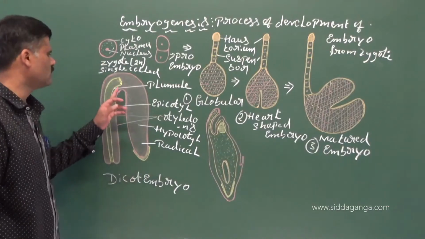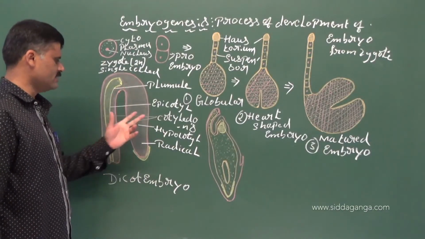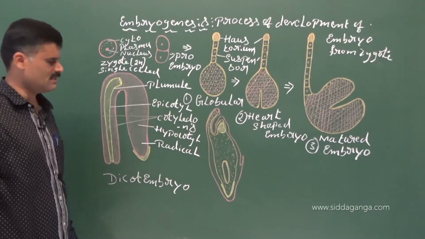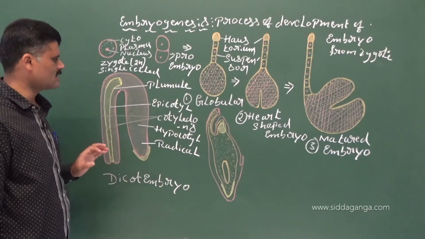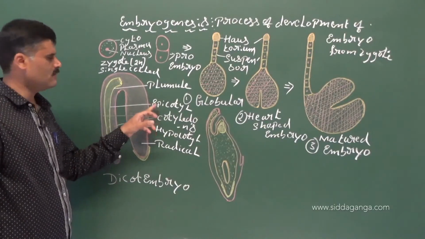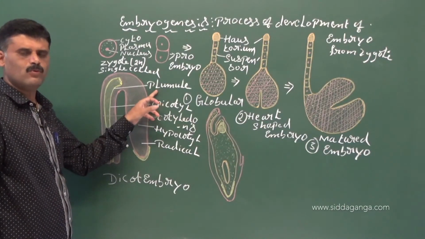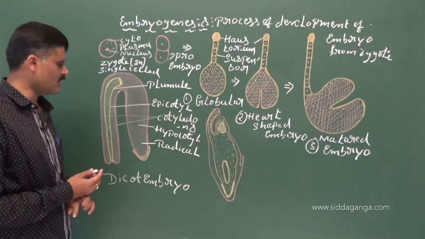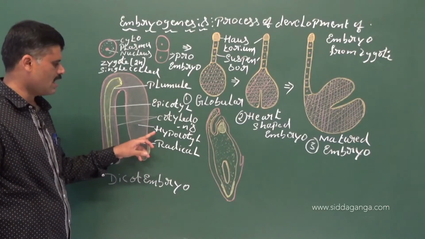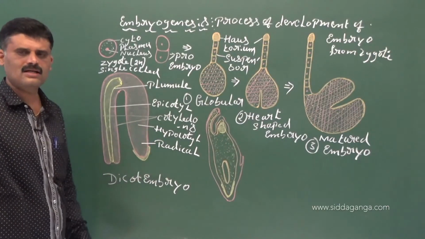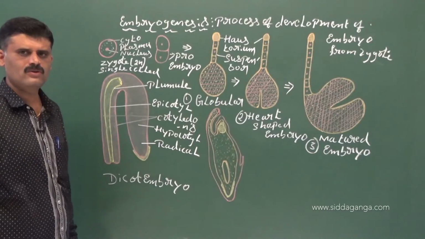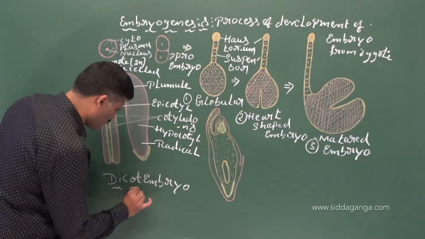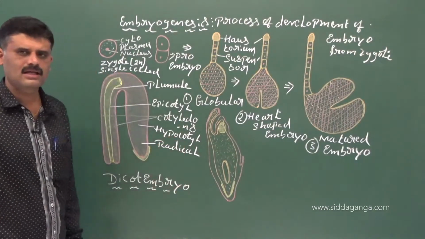Okay, so the dicot embryo consists of two cotyledons and the embryonic axis. The upper part of the embryonic axis is called epicotyl, which gives rise to plumule. Plumule further develops into the shoot system. Then the lower part of the embryonic axis is called hypocotyl. Hypocotyl develops into radicle. Radicle further develops into the root system. So this is the structure of the dicot embryo.